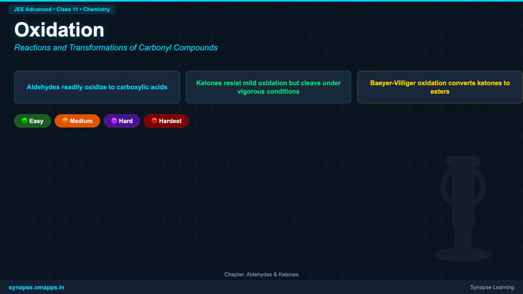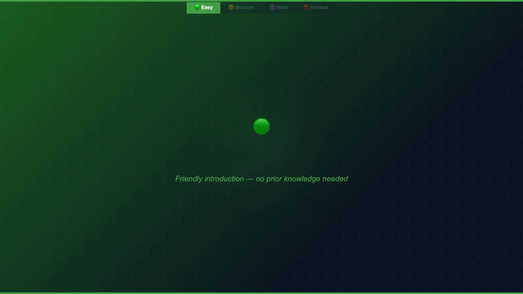Hello, future chemists. Welcome to an exciting journey into the world of aldehydes and ketones. Today, we are diving deep into oxidation, a fundamental concept that governs how these compounds react and transform. We'll start with the basics, move through medium and hard levels, and finally tackle the most challenging aspects crucial for JEE Advanced. Get ready to unlock the secrets of chemical transformations. Ready to see how aldehydes and ketones behave when exposed to oxidizing agents?